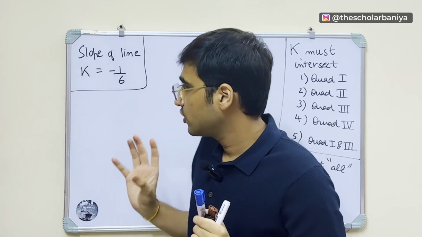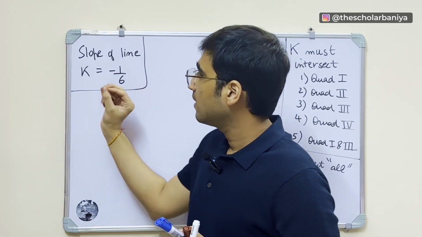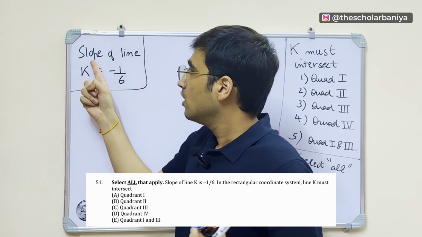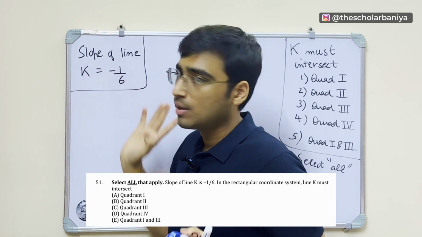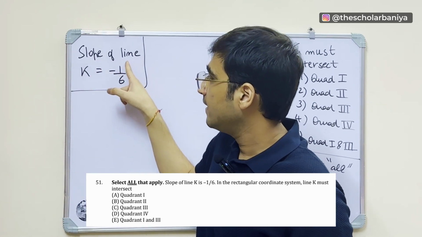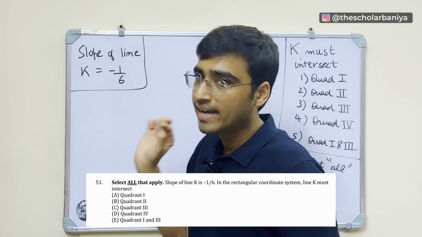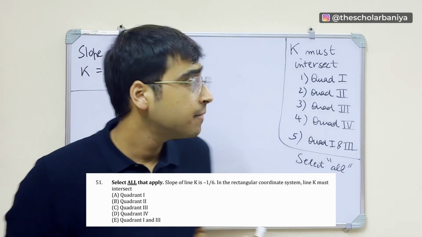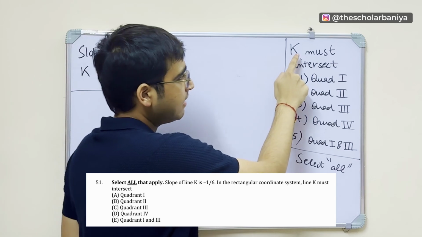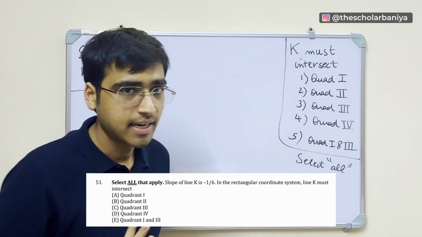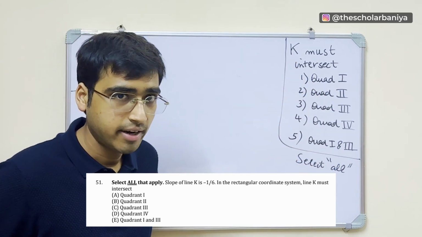So this is the next question that we have, guys. In this question, we are given that there is a line whose slope is minus 1 upon 6, right? So there is one line k, any line k, and its slope is given to be negative of 1 upon 6, right? And we have to tell that the line k must intersect which one of these, right?